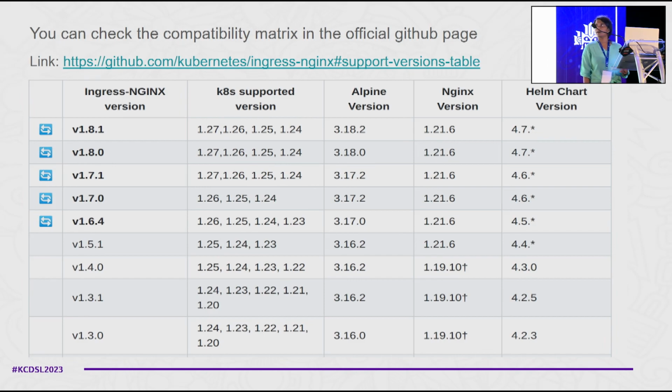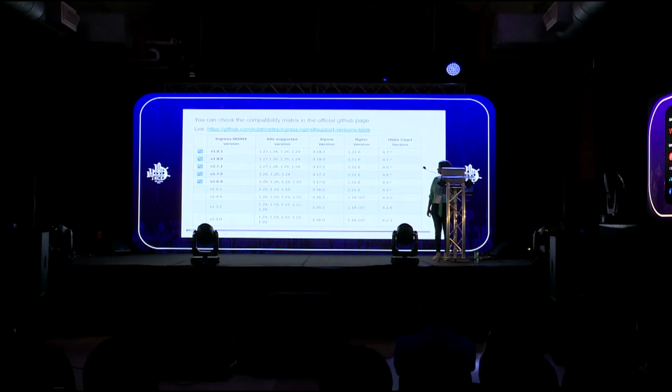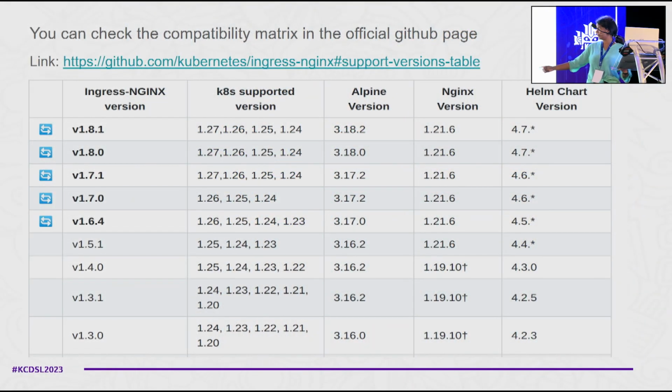Suppose the current Nginx ingress version is 1.3.0, and the current version of our cluster is 1.22. So we are planning to upgrade our cluster to a newer version, that is 1.25.